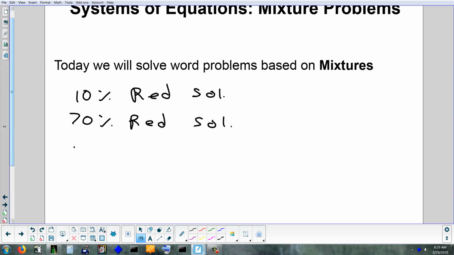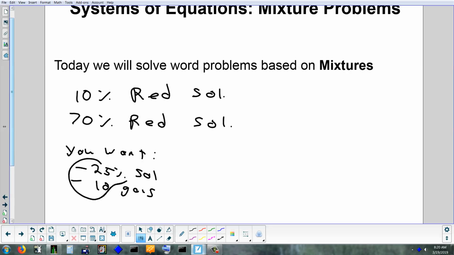So you want a 25% solution, and you need 10 gallons of it. Those are always going to be the two pieces of information they give you. They have to tell you how much, or you have to find it.